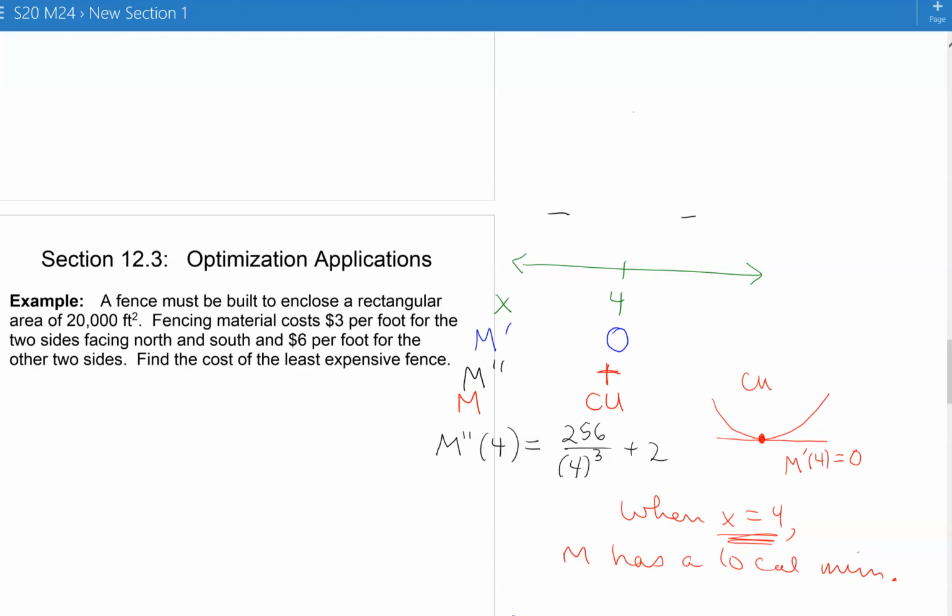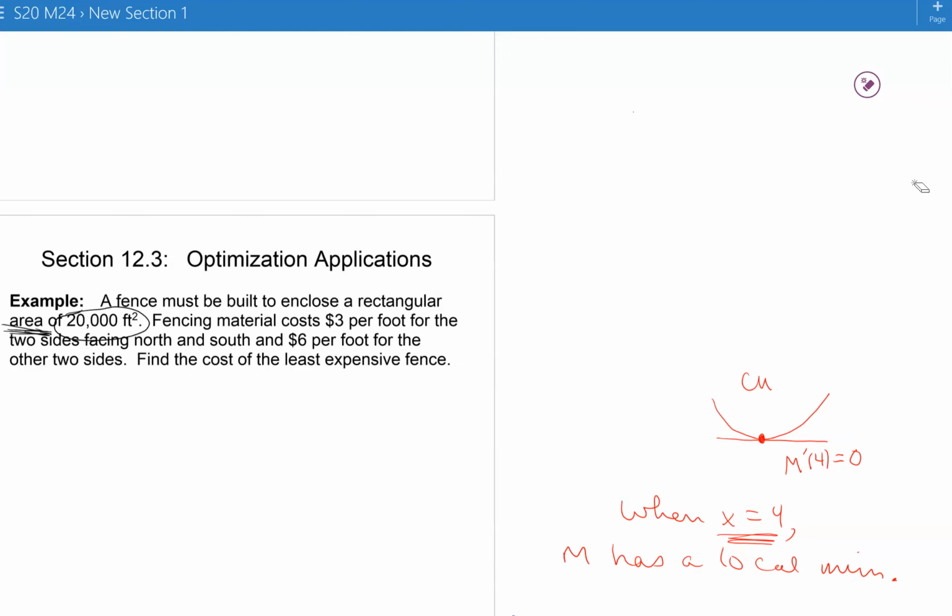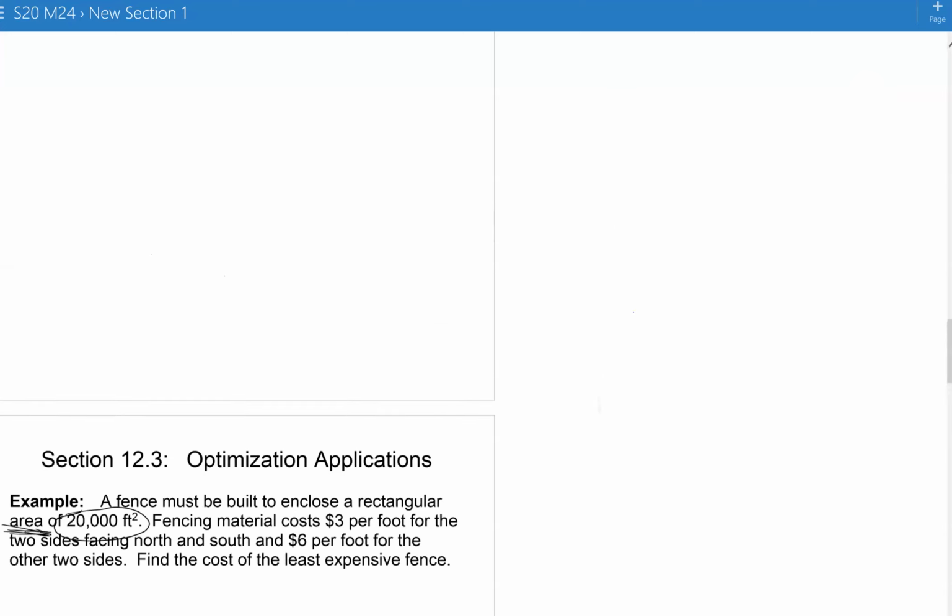In the second one, the number they give you is an area. Okay, so those are kind of the two different kinds of fence problems. And they're all variations on these two. So I'm showing you the basic two different types.